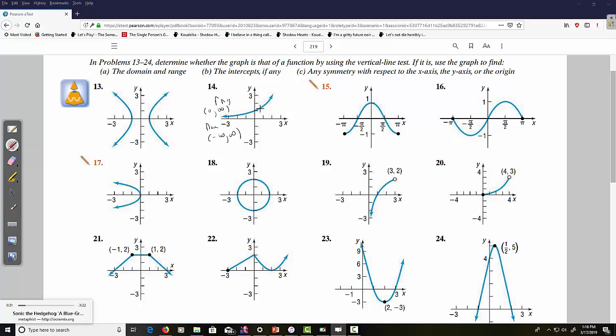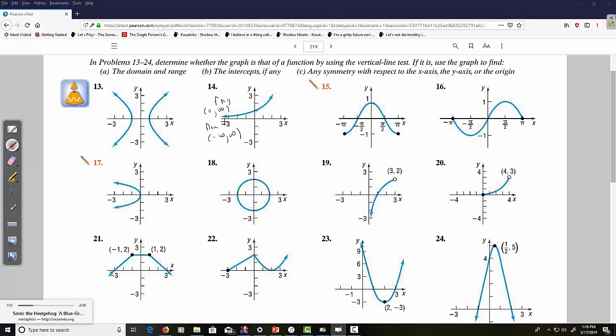Symmetry. This has none of the symmetries. It's not symmetric about the x-axis, or the y-axis, or the origin. Because remember, x-axis, if you rotate it around the x-axis, it would look like this. It would have to be the exact same graph. Well, it's not. It would be going down like this. If you rotate around the y-axis, it would be going up like this. Not the exact same graph. So, not symmetric about the y-axis.